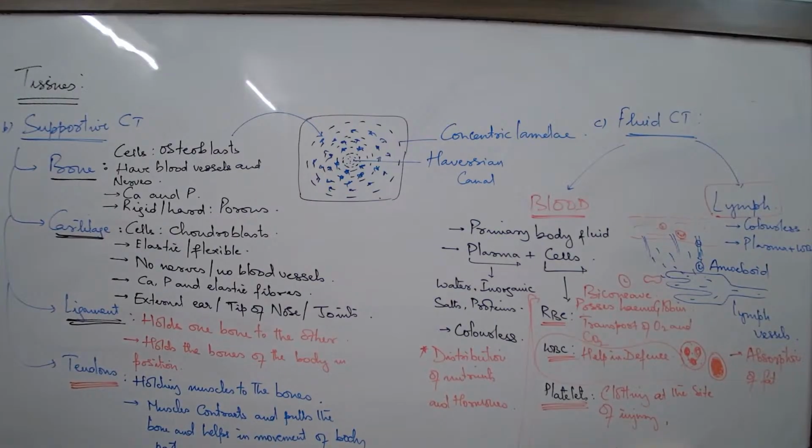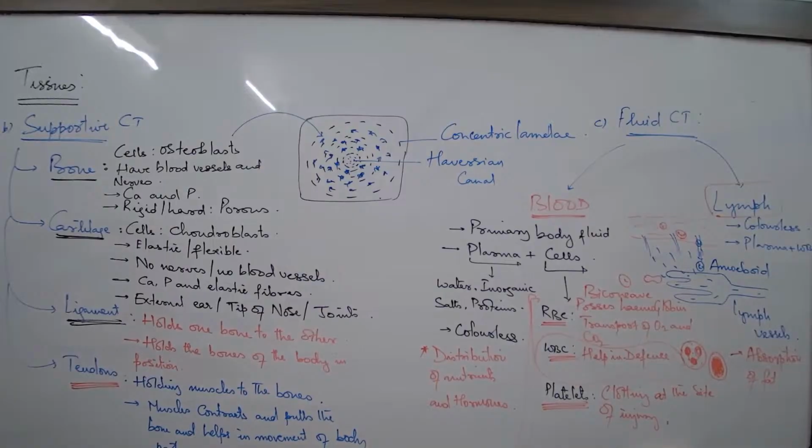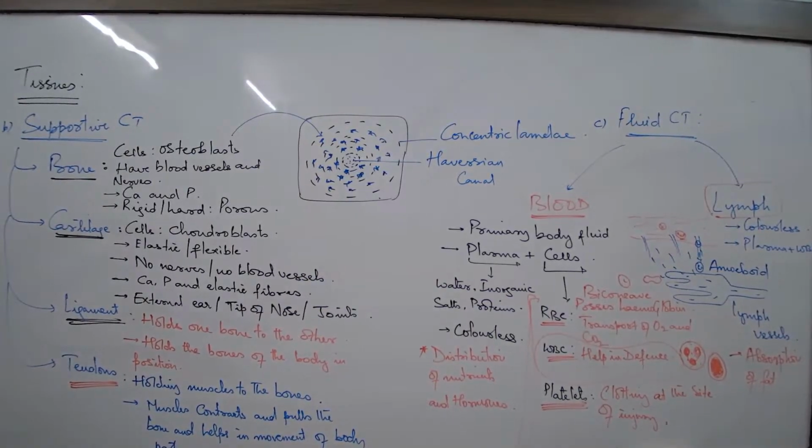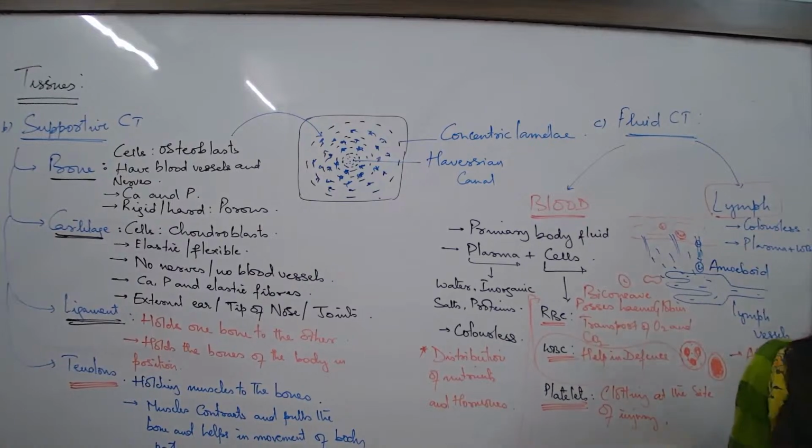Okay? So we'll complete with this today. Let us write out the differences between blood and lymph, and after that we'll stop today. Make a table: difference between blood and lymph. The first point you write: blood is red in color.